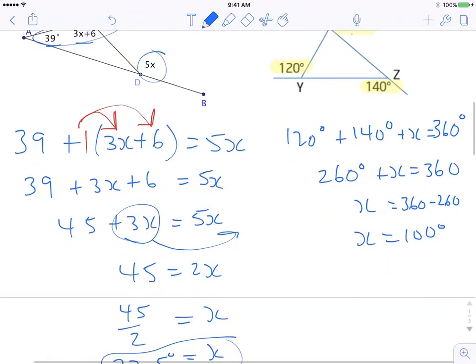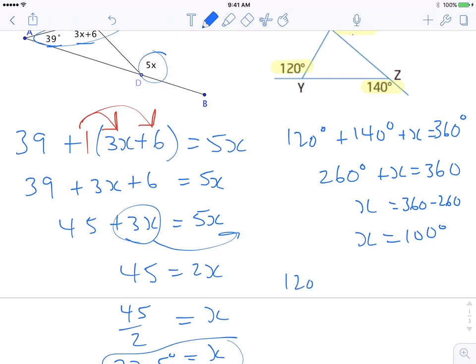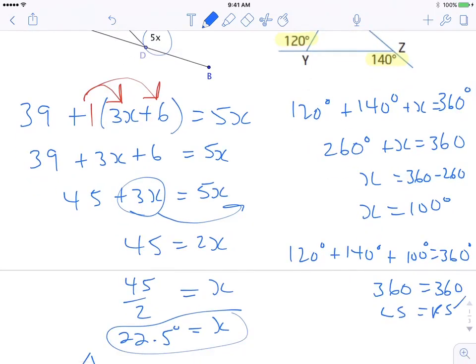That's it. If you want to sub that back in to double check, we could say 120 degrees plus 140 degrees plus 100 equal 360. And of course 260 plus 100 is 360, so 360 equal 360. Left side equal right side. And we know we're good.